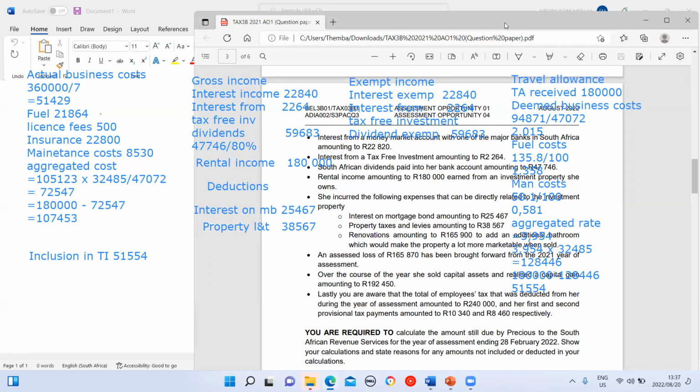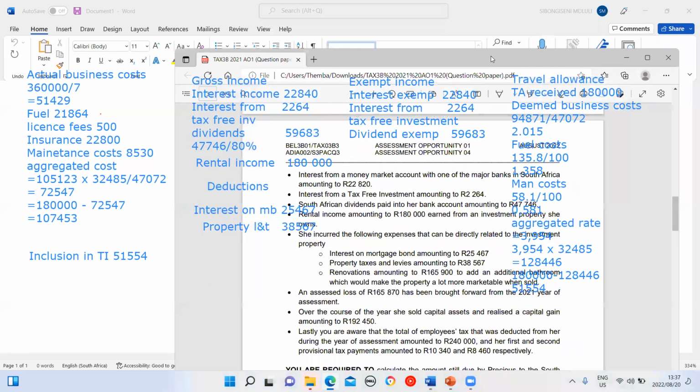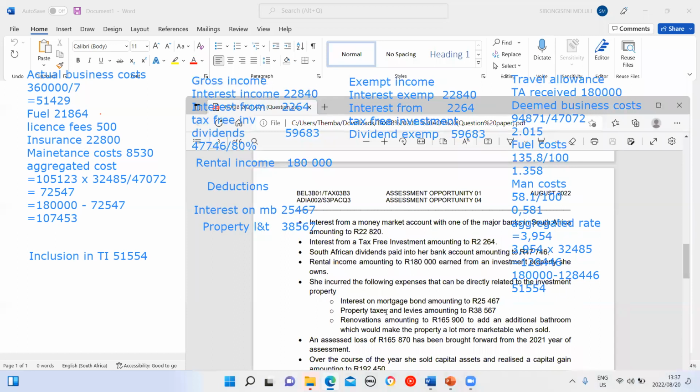Now, when it comes to the renovations amounting to 165,900 rand, to add an additional bathroom, which will make the property a lot more marketable when sold, you can see that in this case you are improving the capital structure, thus it will not serve as a deduction. As you know, capital assets have their own deductions in the form of capital allowances, so you will not put this under your deduction section.